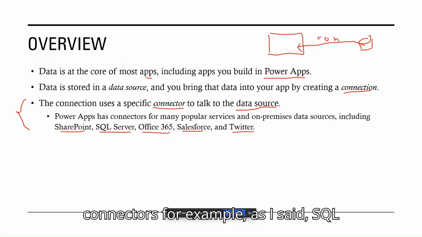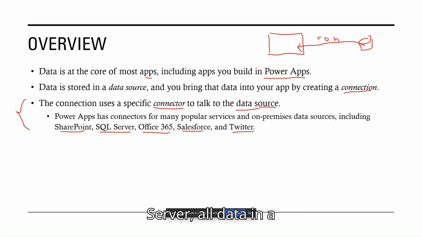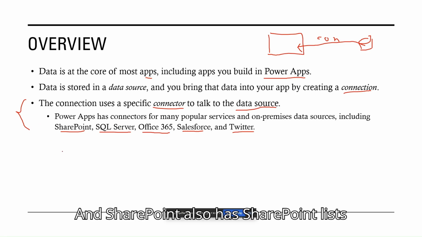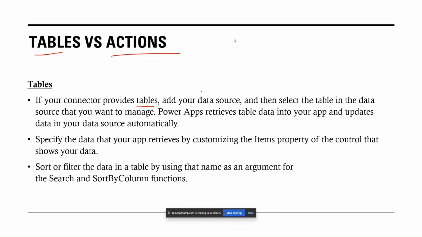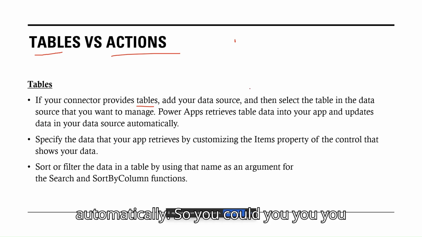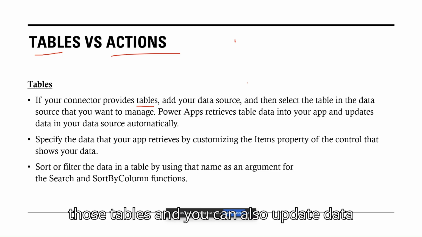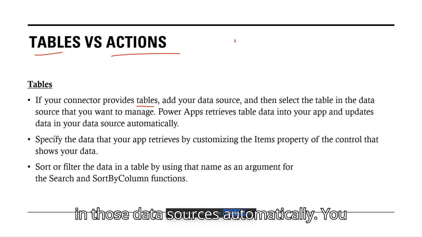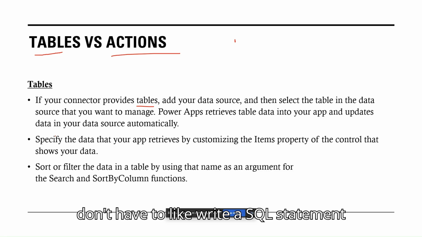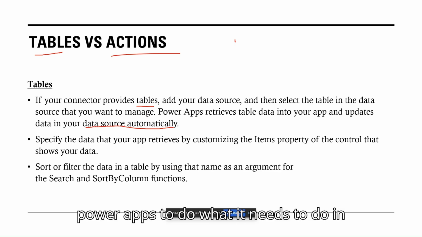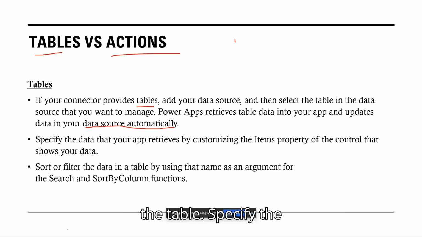So some connectors, for example, as I said, SQL Server, all data in a SQL Server is stored as a table, right? And SharePoint also has SharePoint lists, which are essentially a table as well. And Power Apps retrieves table data into your app and updates data in your data source automatically. So you have functions which get data from those tables, and you can also update data in those data sources automatically. You don't have to write a SQL statement or anything. You just have to program the Power Apps to do what it needs to do in the table.